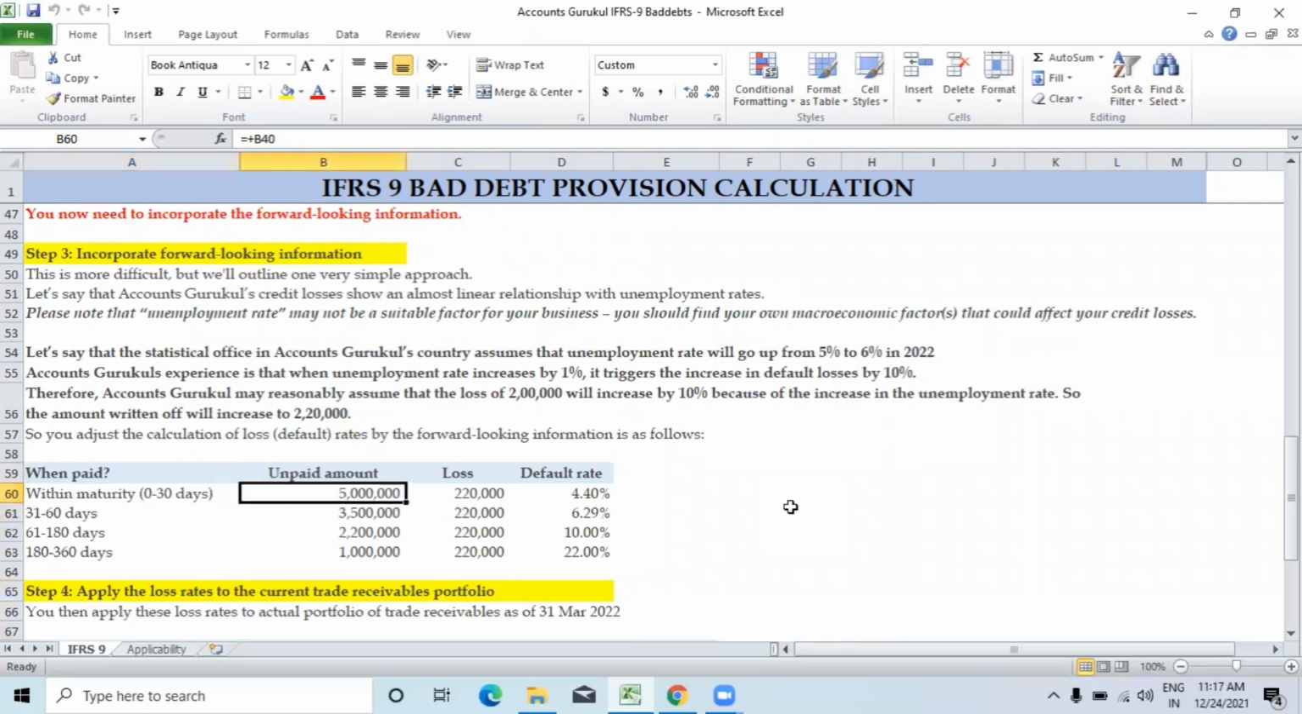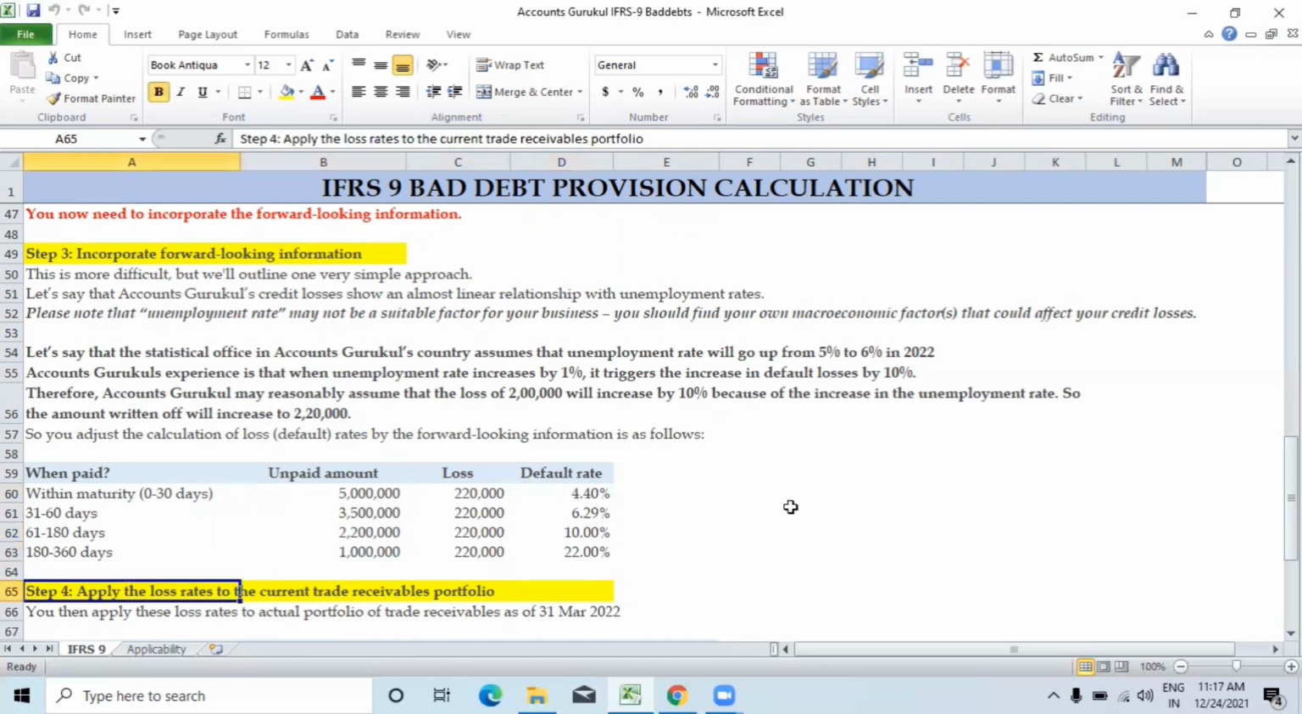So within the maturity, we have collected 50 lakh. The loss is 2 lakh 20,000. Then the default rate is 4.40%. Similarly, for 31 to 60 days, it's 6.29%. For 61 to 180, it's 10%. And for 180 to 360, it's 22%. So as per this third step, incorporate forward-looking information based on the different criteria, what is going to be the impact on our collections that we have to factor in, and based on that, we have to calculate the default rate.